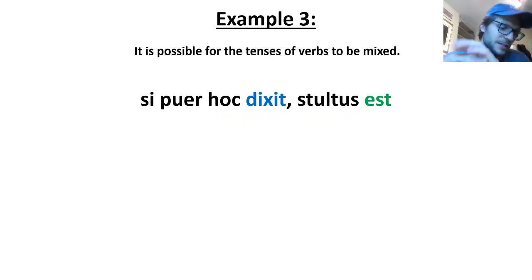In this example, it's possible for the tenses of verbs to be mixed. So you can have your conditional clause as a past tense, a perfect tense, and your second verb as a present tense. So you've got 20 seconds again to translate this one.